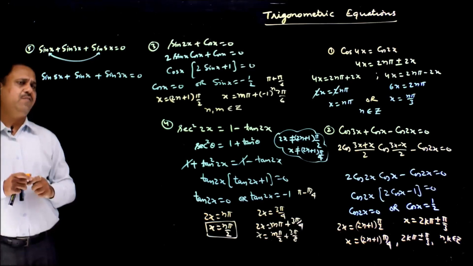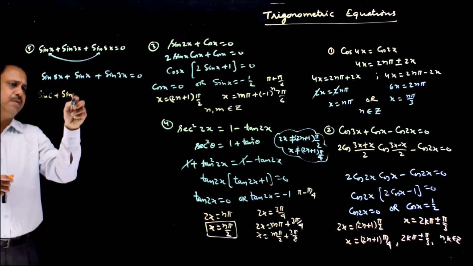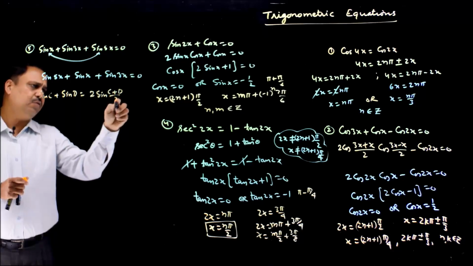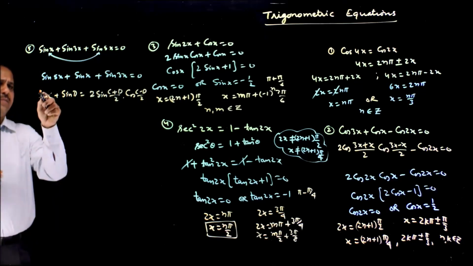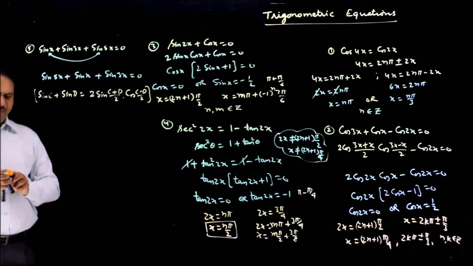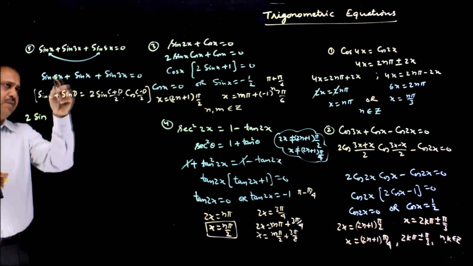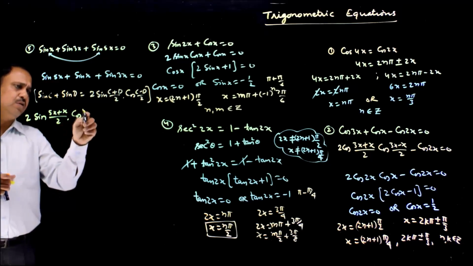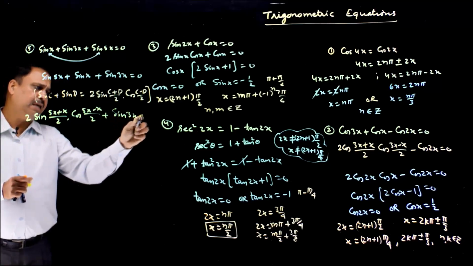Apply the sin c plus sin d formula. Sin c plus sin d is equal to 2 sin (c plus d) by 2 into cos (c minus d) by 2. This formula you have to use here. So we will get from here 2 sin (5x plus x) by 2 into cos (5x minus x) by 2 plus sin 3x is equal to 0.